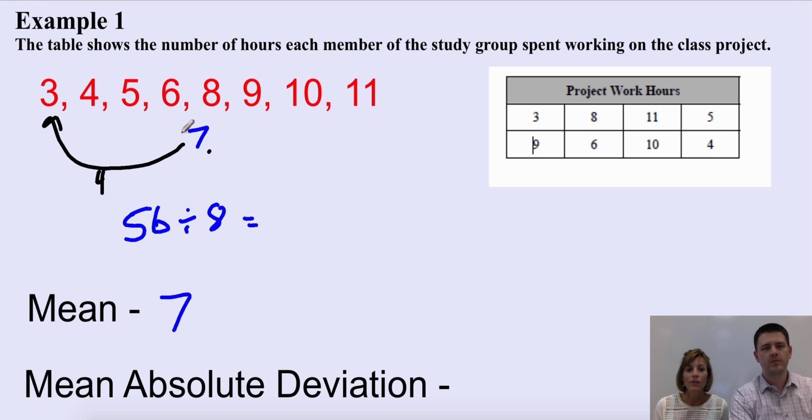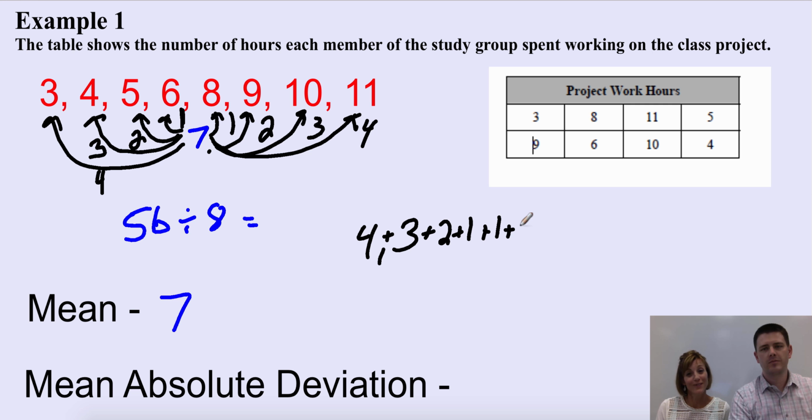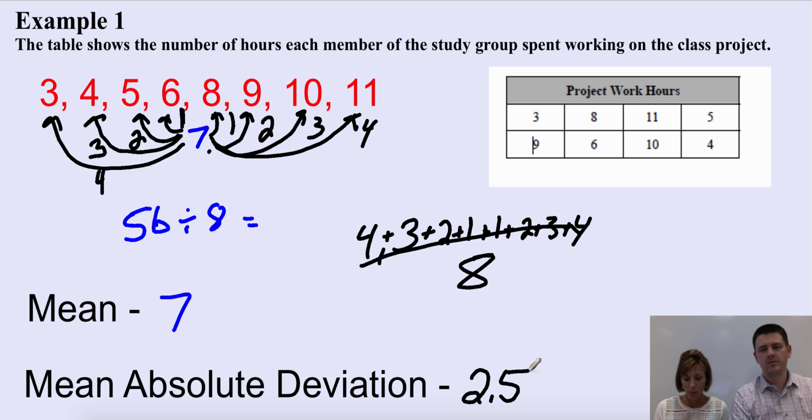Then 7 to 4 is 3 away, 7 to 5 is 2, 7 to 6 is 1, and on the other side, 7 to 8 is 1, 7 to 9 is 2, 7 to 10 is 3, and 7 to 11 is 4. You're then going to add up those distances, which is 4 plus 3 plus 2 plus 1 plus 1 plus 2 plus 3 plus 4, divided by 8, which is going to give you 2.5. So the MAD, or the mean absolute deviation, is 2.5.